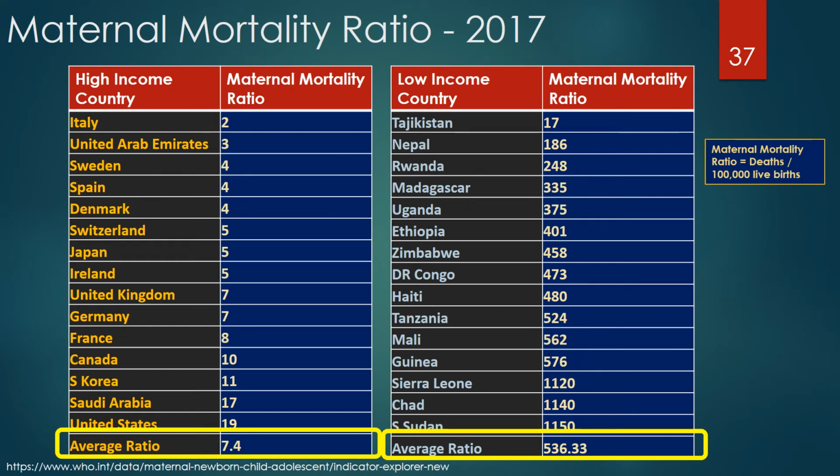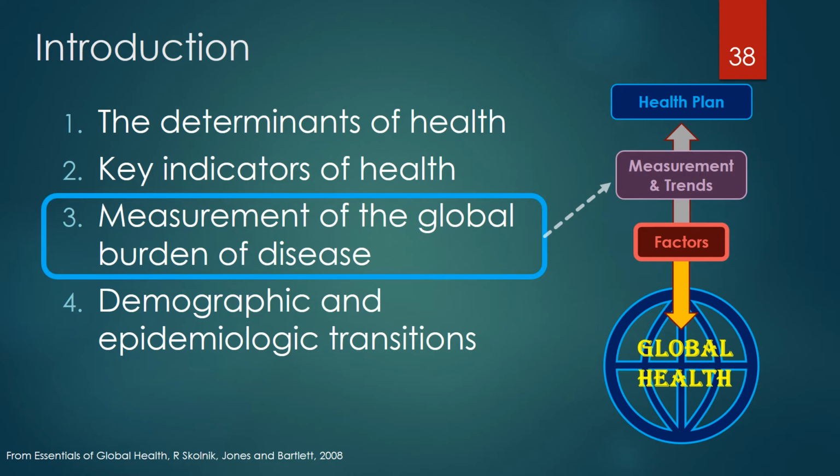Notice that the average maternal mortality ratio of the 15 high-income countries is 7.4 per 100,000 live births versus 536.33 for the 15 low-income countries, demonstrating the strong correlation between these ratios and a country's economic status. We've discussed several key global health indicators and their trends. Let's now discuss the measurement of global burden of disease.